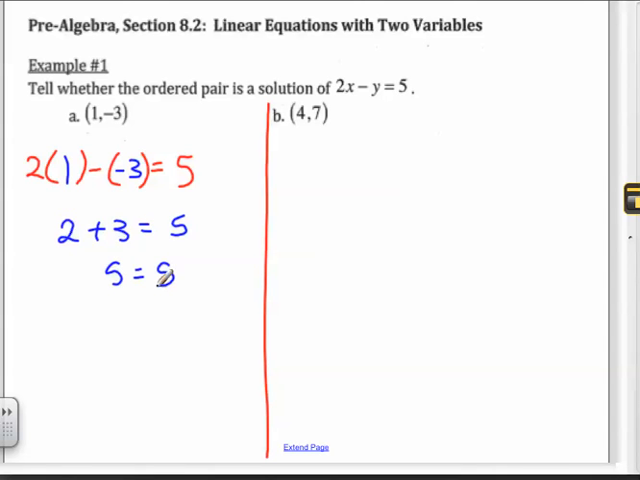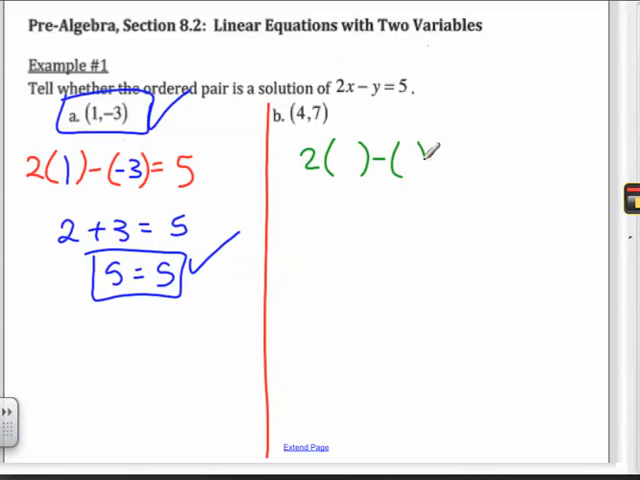Is this a true statement, Armand? It is a true statement. So that means that this is a solution to that equation. Good. Let's do the same thing for the other one. Kai, I'm going to rewrite the equation, but I'm going to write it with parentheses because I want to make sure that I include the signs correctly. Okay? Justin, tell me what goes into this parentheses.